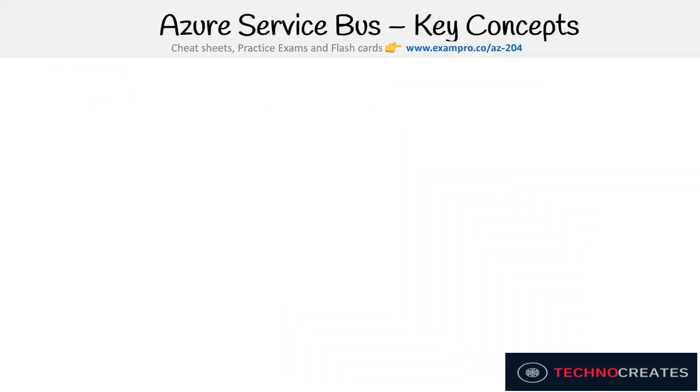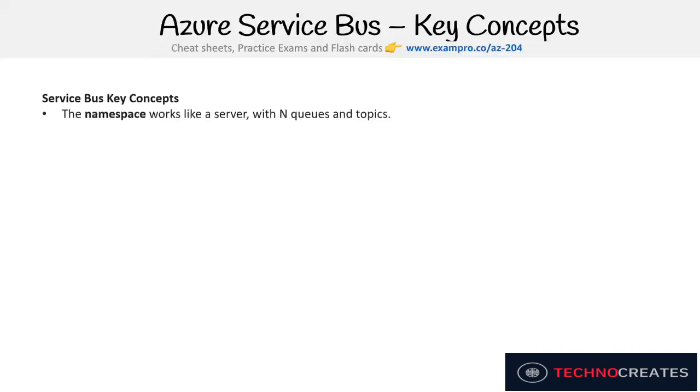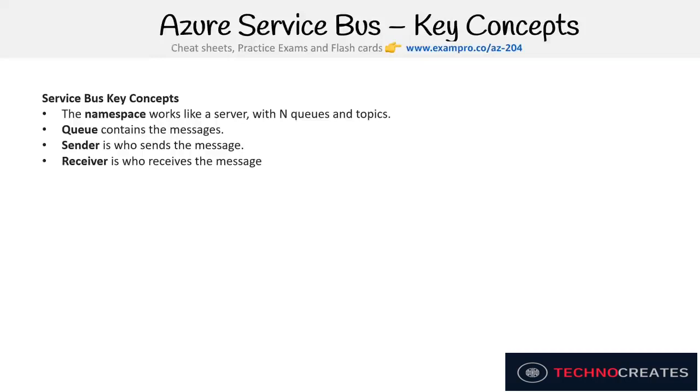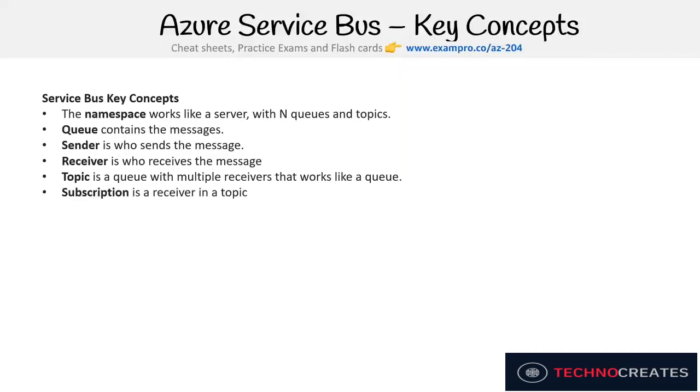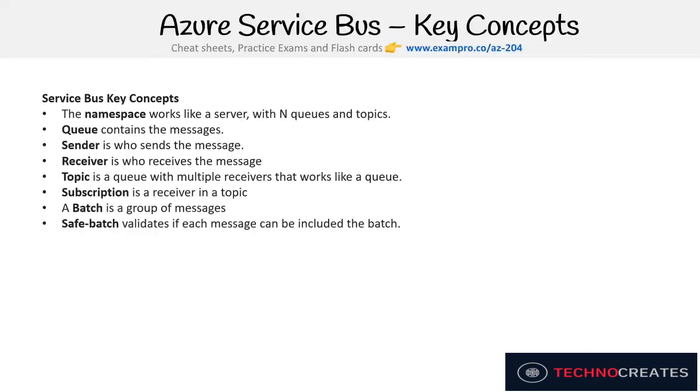Let's talk about key concepts for Service Bus. The idea is that you have a namespace which works like a server, with queues and topics. You have queues which contain the messages. You have senders who send the messages, receivers who receive the messages, and a topic, which is a queue with multiple receivers that work like a queue. A subscription is a receiver in a topic. A batch is a group of messages. A safe batch validates if each message can be included in the batch.